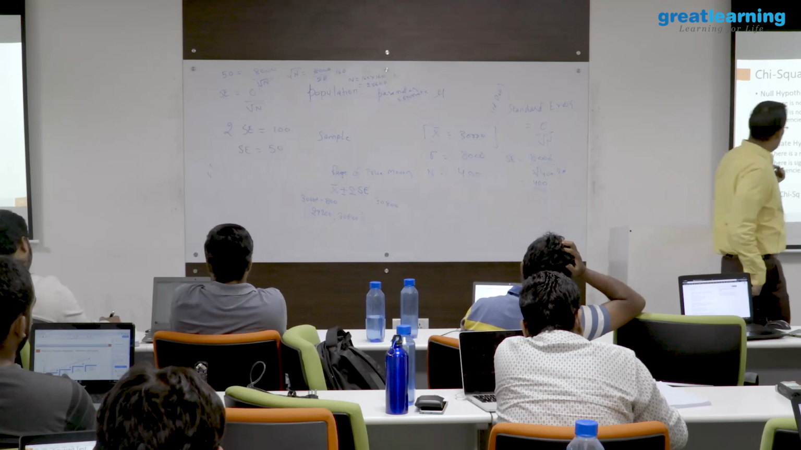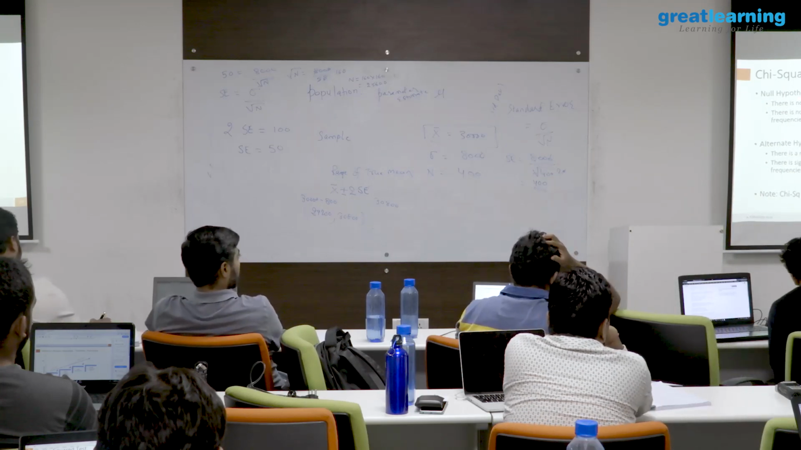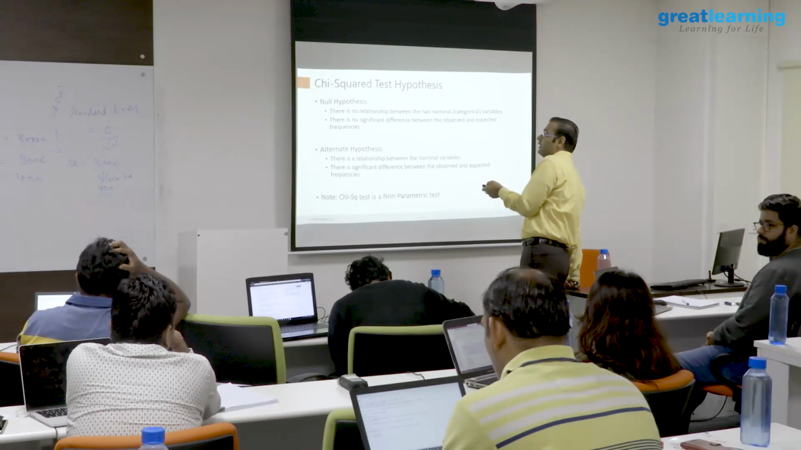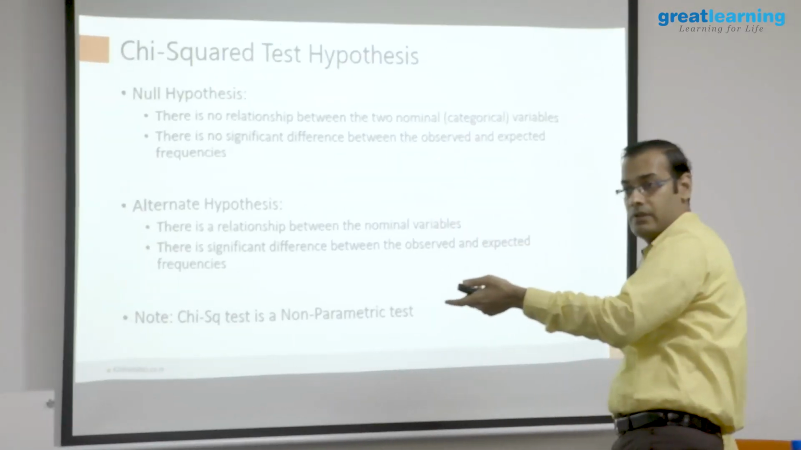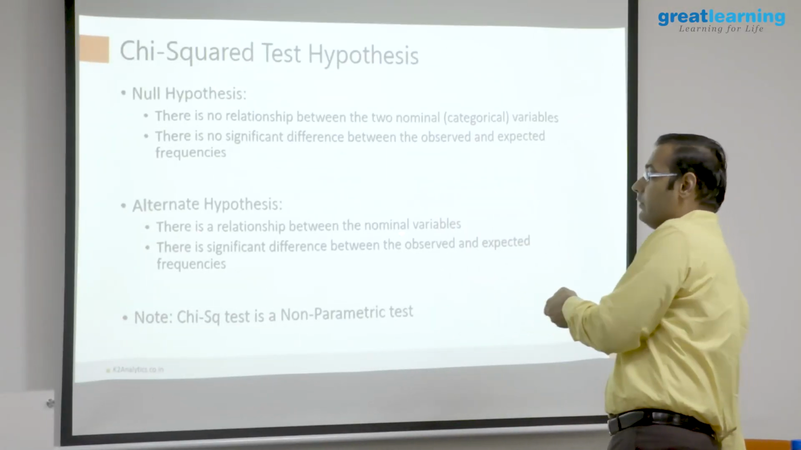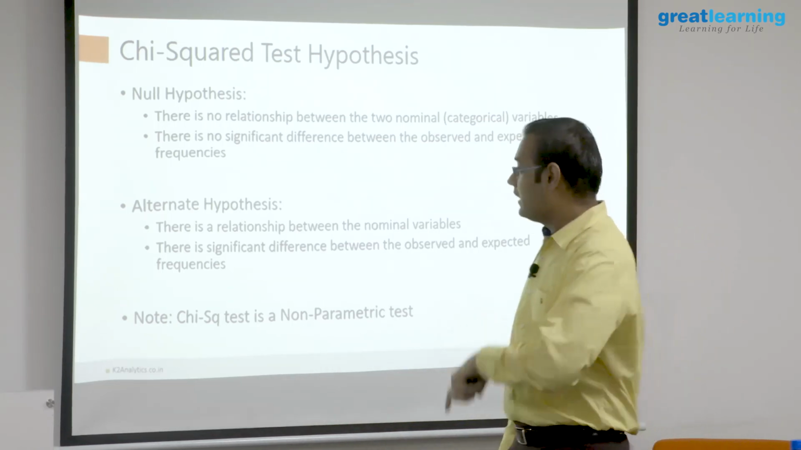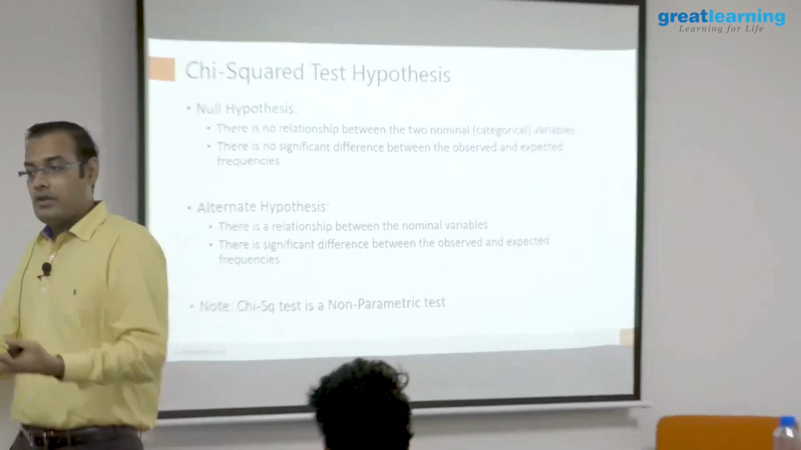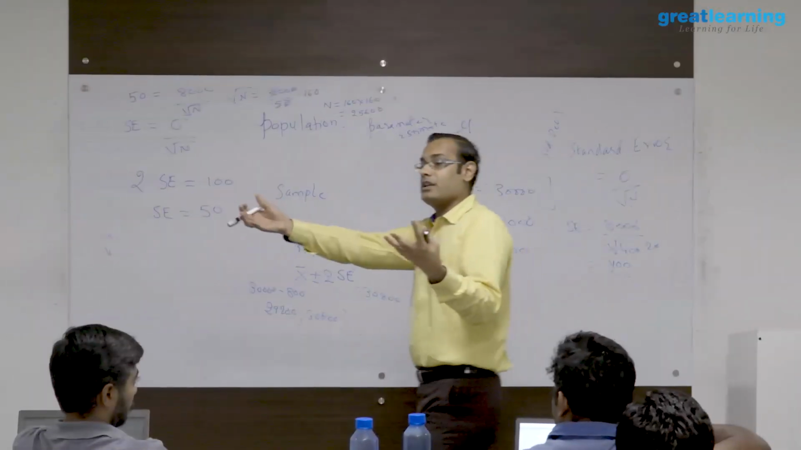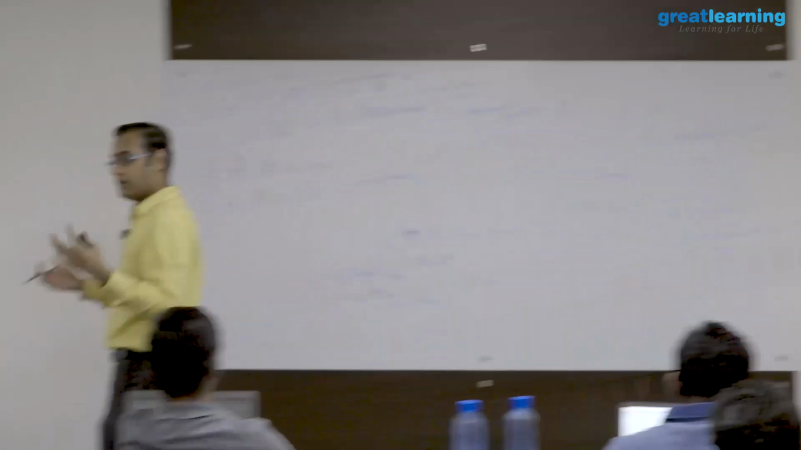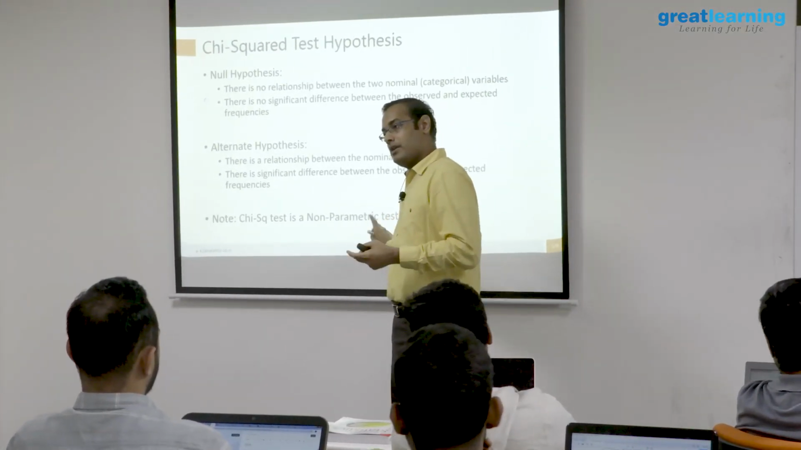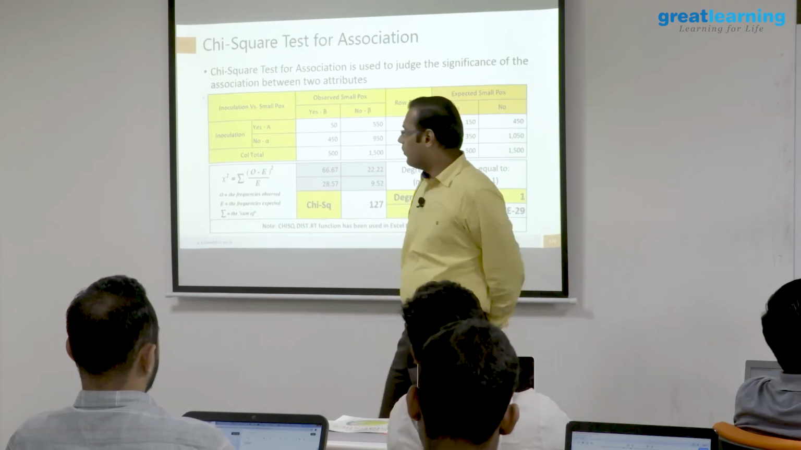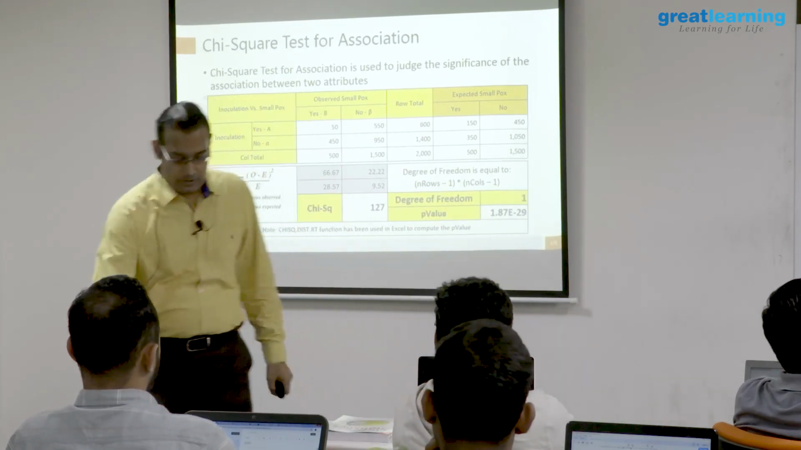Now, I have explained the null and alternate hypothesis. Null: there is no relation between the two nominal, that is categorical, variables, or there is no significant difference between the observed and expected, which is what I explained. Alternate: there is a relation between the two categorical variables, which means there is a significant difference between the observed value and the expected value which I am going to compute from the observed table. It is a non-parametric test. How are we going to run the chi-square test?